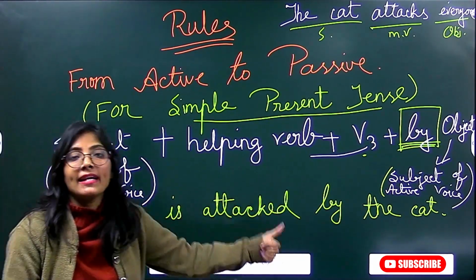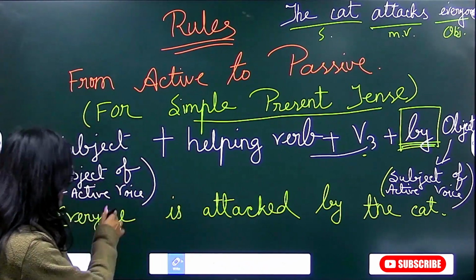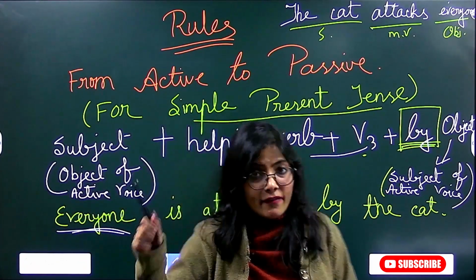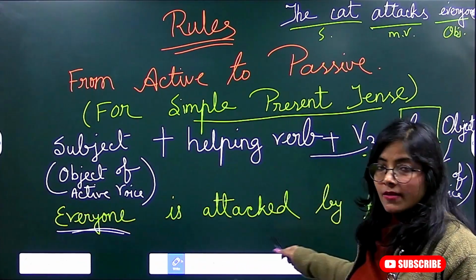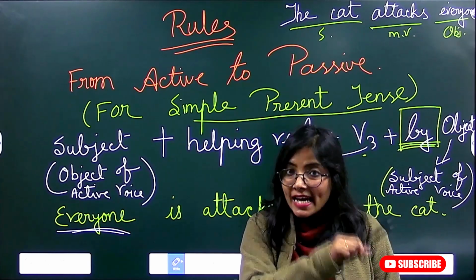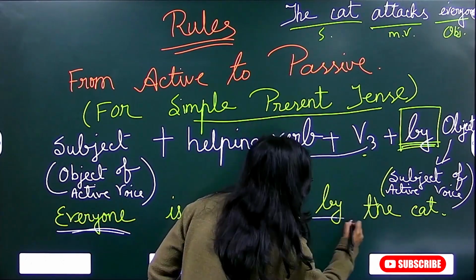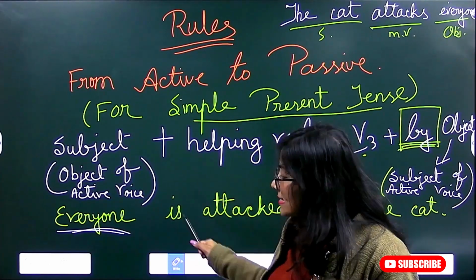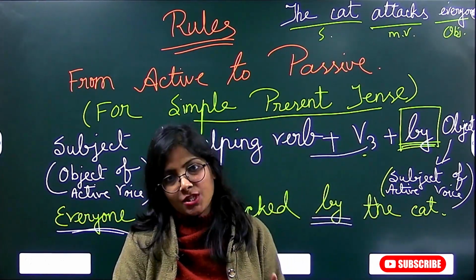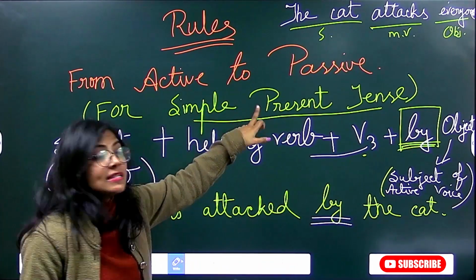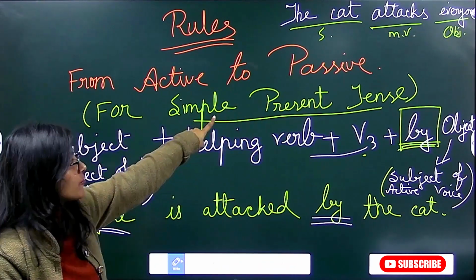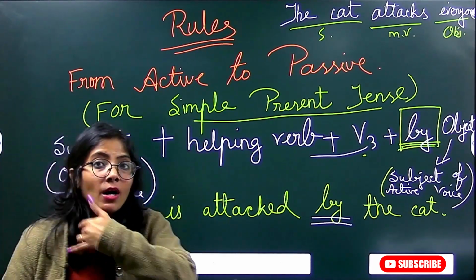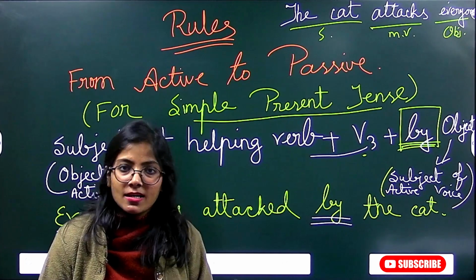Everyone is attacked by the cat. So again you see here the subject is everyone, and everyone ये काम खुद नहीं कर रहे हैं, right? They need an agent. कौन कर रहा है? वो cat कर रहा है. That's why we have used this by part, by the cat, cat के द्वारा, right? So that's how we change from active to passive. This is for simple present tense only. You have to be very careful about this. Okay, you do not use the same rule in case of perfect tense or present continuous tense, right?